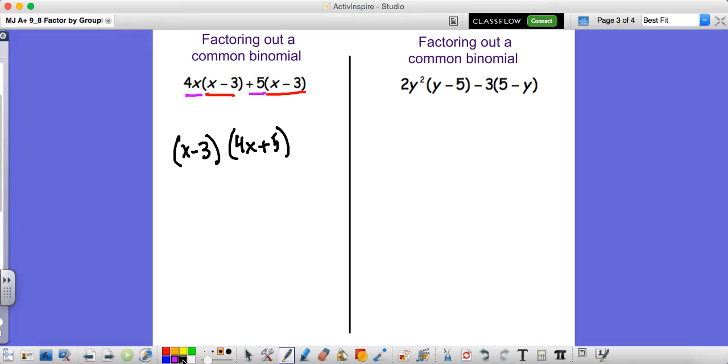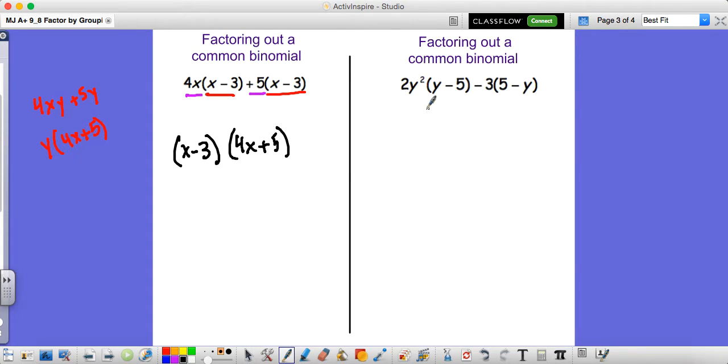This would work the same way, just going to show you over here. If you had 4xy plus 5y, I'm just replacing x minus 3 with y. You could simplify that as y times 4x plus 5. But in our case, y is just x minus 3. It's just something being multiplied to both terms.